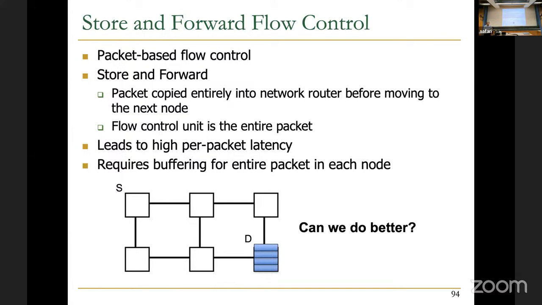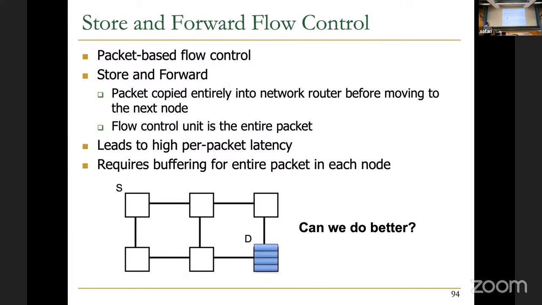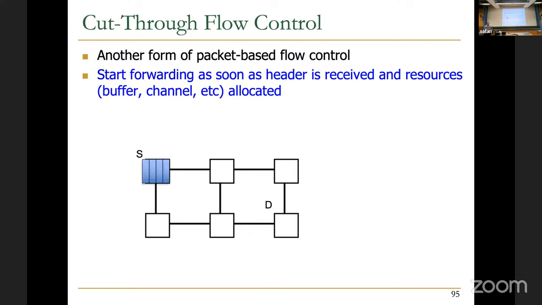But then immediately we can ask the question: can we do better? Cut-through flow control, or virtual cut-through flow control, is one way to improve. Essentially, it fixes one of the issues of store and forward, and we can pipeline the transfer from the source to the destination. Still, the flow control granularity is the packet. So you should be able to store the whole packet on every node, but you don't need to wait to receive the whole packet and then proceed to the next router. You start forwarding as soon as the header is received and resources are allocated, like buffer, channel, etc.